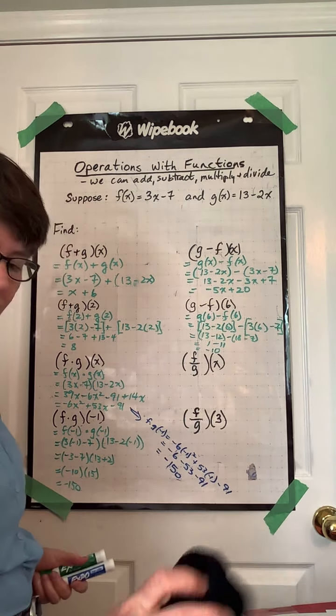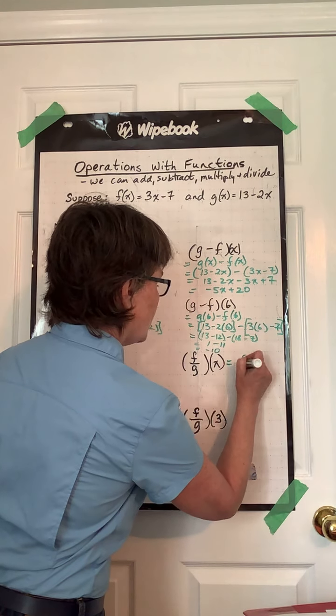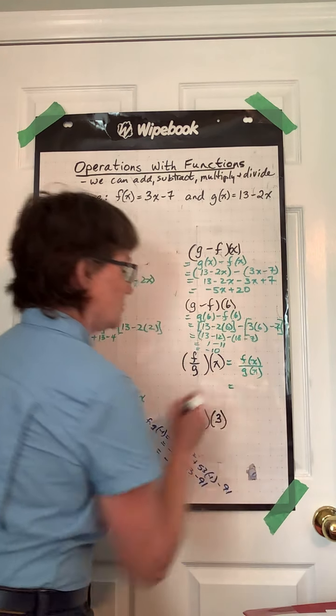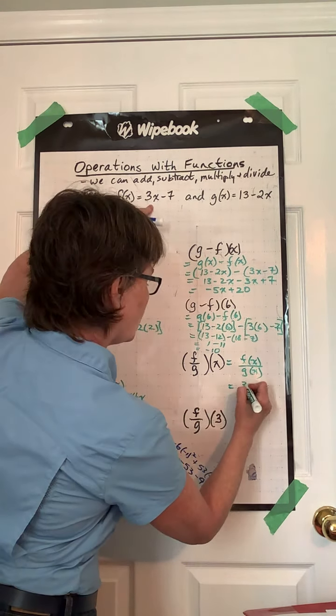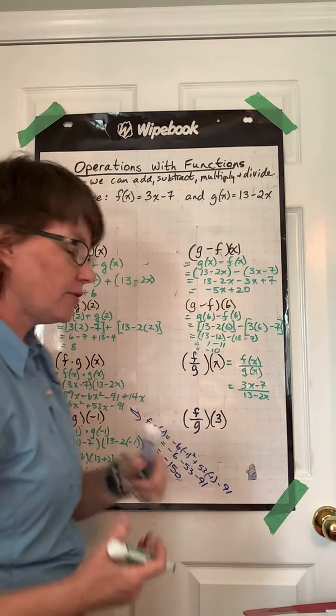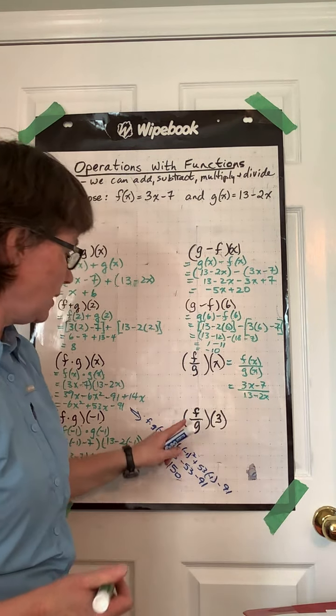All right, over here to division. So this actually means we're going to take the f function and divide it by the g function. Okay, so f is 3x, subtract 7. G is 13 minus 2x. And we would simplify if it was possible to simplify. In this case, it's not, so we just leave it like that.